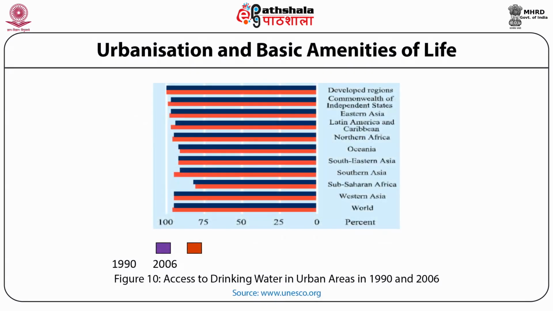Further, figure 10 has shown the progress of urban areas during the year 1990 and 2006. We can see that in the developed world, which is also most urbanized, almost 100% of the population has access to drinking water. Same is true for Commonwealth of Independent States. We can also see that the proportion of population with access to drinking water in the urban areas of sub-Saharan Africa has declined during the year 2006 as compared to 1990.